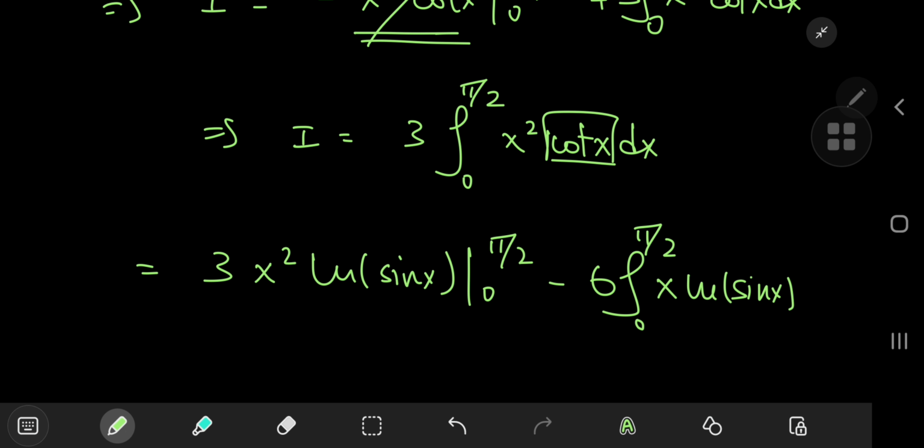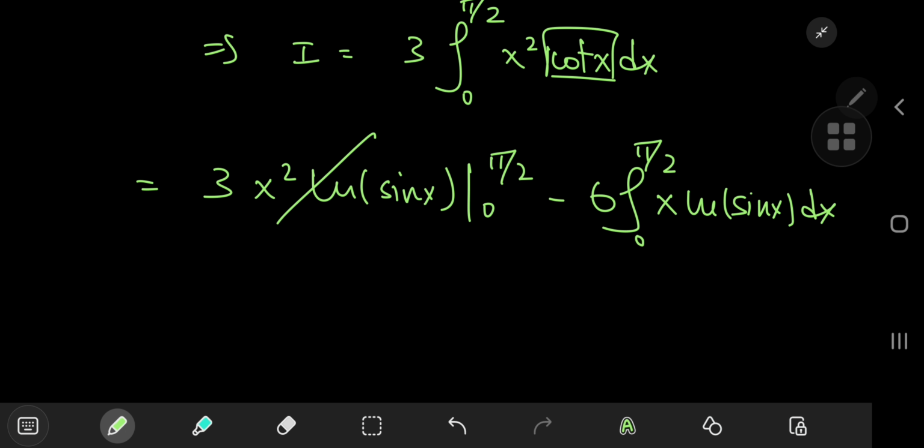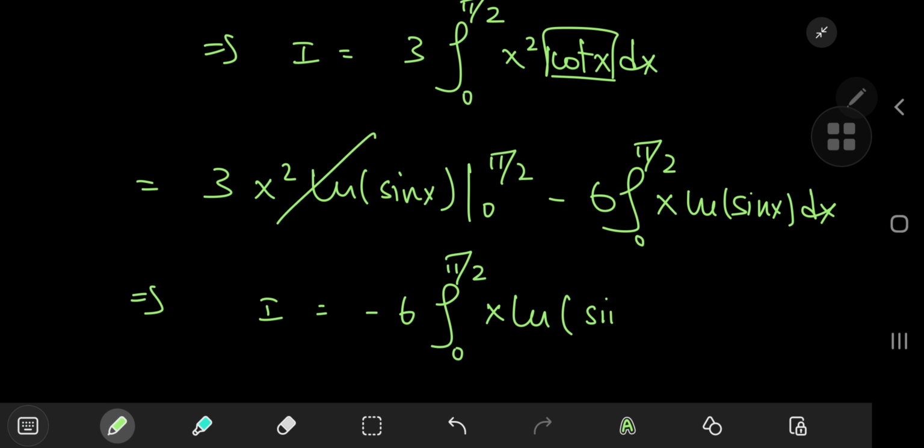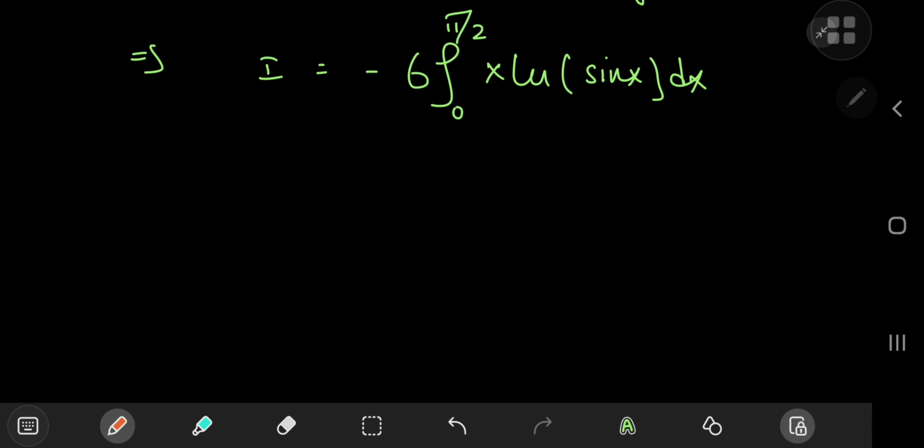Again, in the limit as x approaches pi by 2, you have log of 1, which is 0. And for the limit as x approaches 0, again, you can use L'Hopital's rule and just cross this out completely because it evaluates to 0. So this implies that I equals negative 6 times the integral from 0 to pi by 2 of x times the logarithm of sine x dx. Now this integral is really nice. It's really nice because log sine x doesn't have a nice antiderivative. So we can't do another integration by parts, and we'll have to come up with some other line of attack.